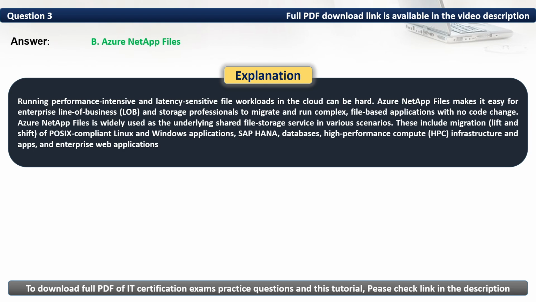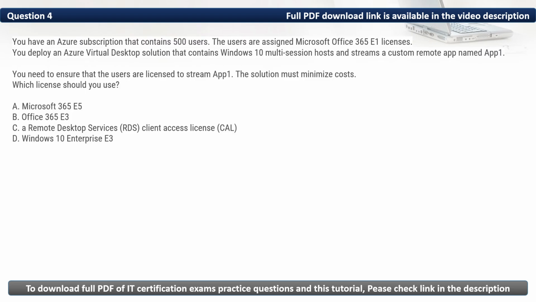Question 4. You have an Azure subscription that contains 500 users. The users are assigned Microsoft Office 365 E1 licenses. You deploy an Azure Virtual Desktop solution that contains Windows 10 multi-session hosts and streams a custom RemoteApp named App1. You need to ensure that users are licensed to stream App1. The solution must minimize costs. Which license should you use?